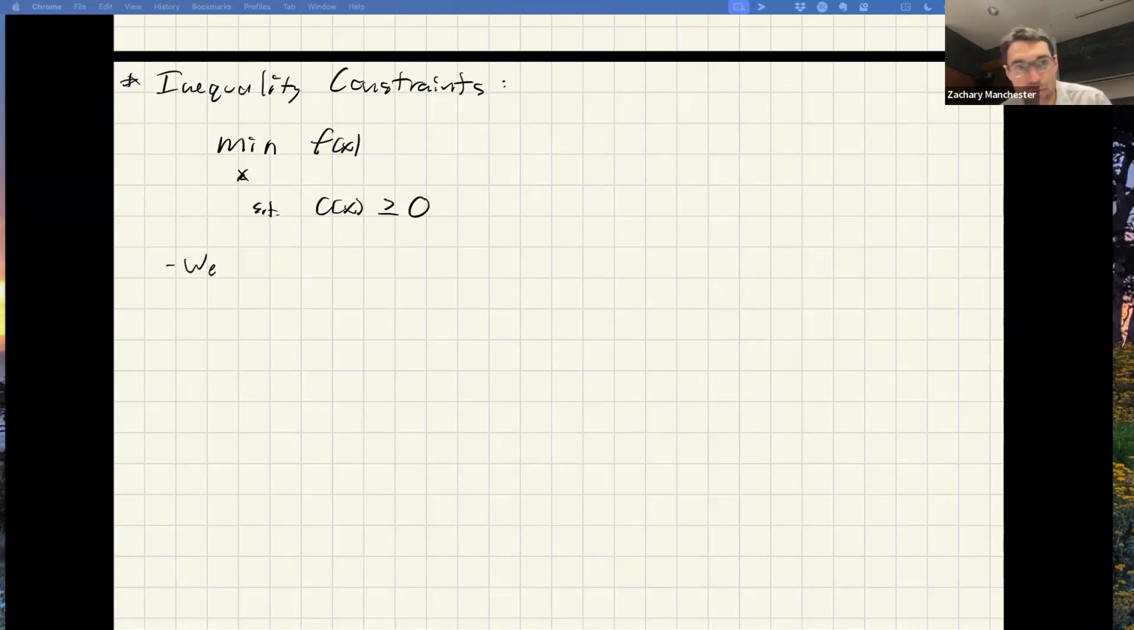So as a note, we'll just consider inequalities for now. And basically, you just combine the things.